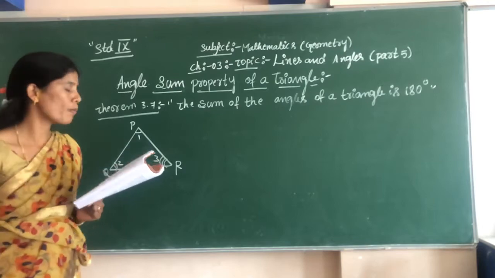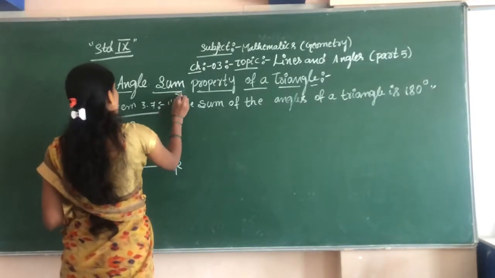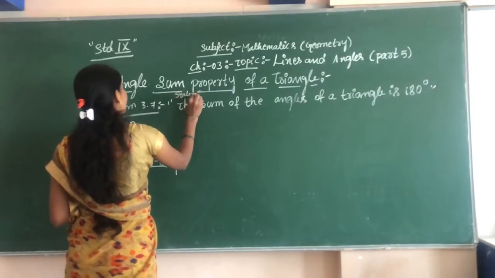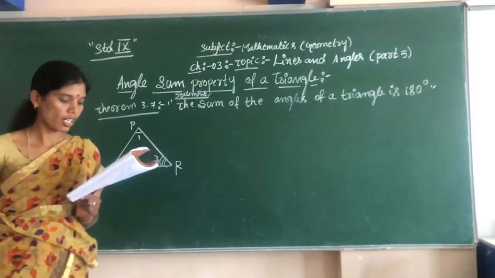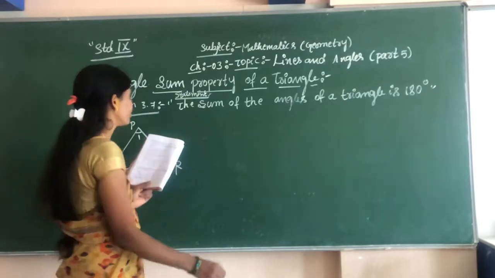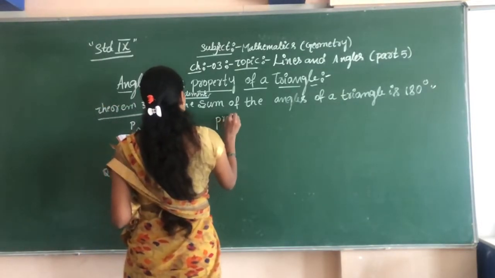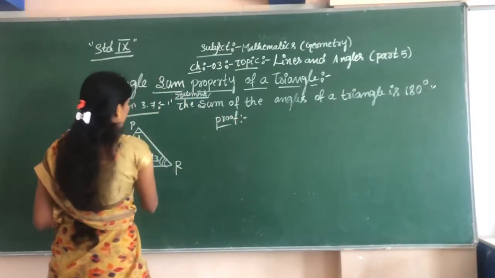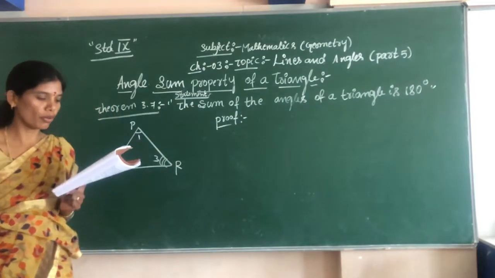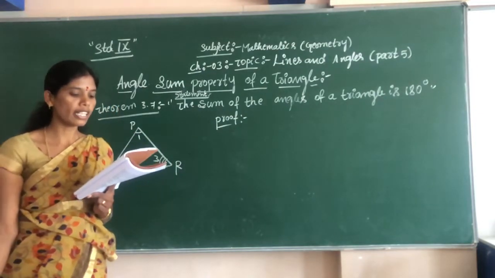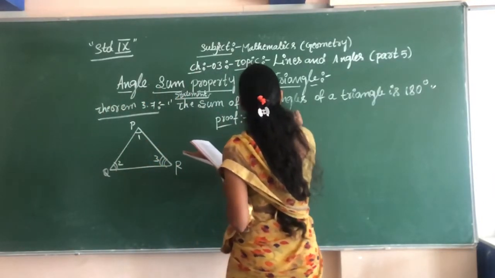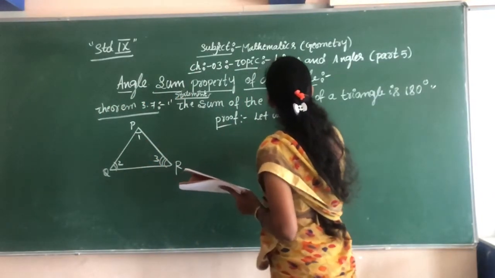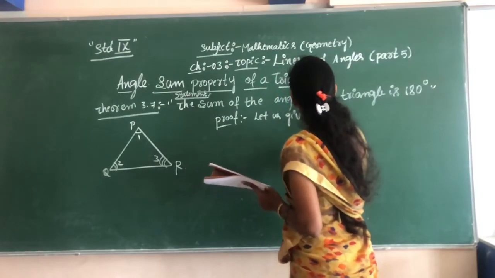Okay, let us prove. What is this? This is the statement. The statement comes first, then the figure, then the proof. So let us write what is given in the statement.